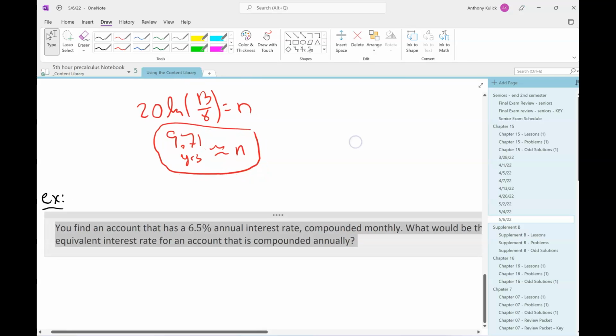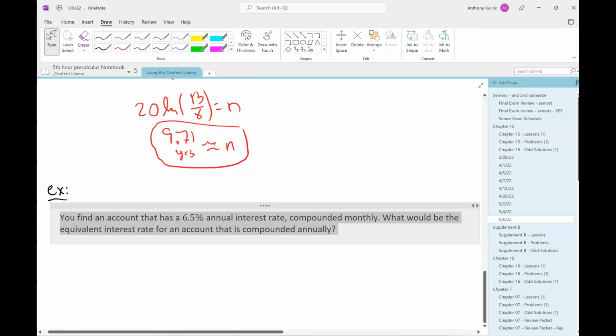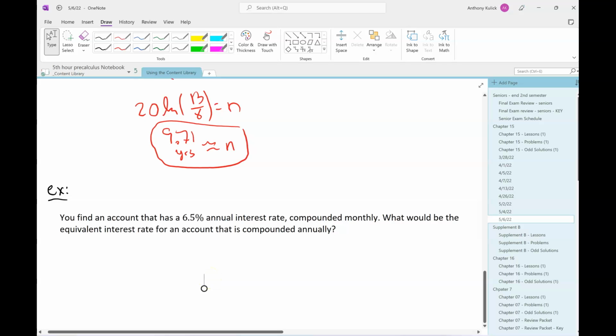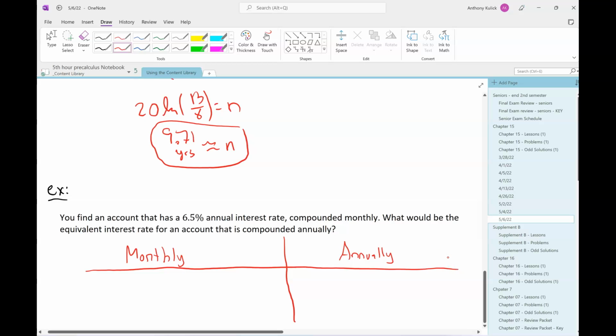All right. New example, unrelated to the previous one. So let's say you find an account that has a 6.5% annual interest rate compounded monthly. My question then is, what's the equivalent interest rate for an account that's compounded annually? So let's look at what we would need to do there. We're going to be setting up 2 different equations. One for monthly, one for annually. So I'm just going to organize my work a little bit.